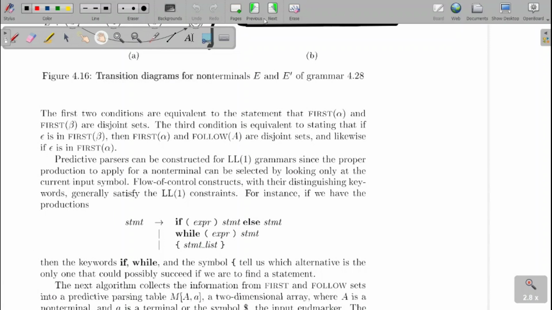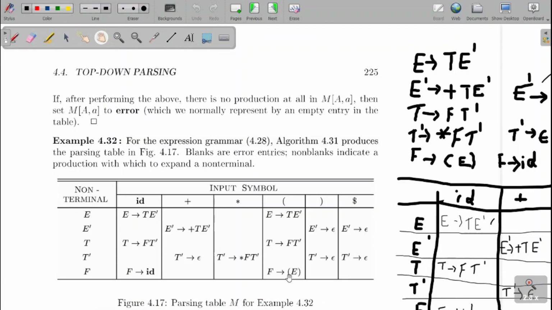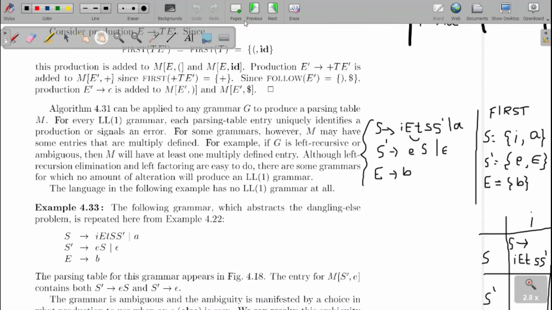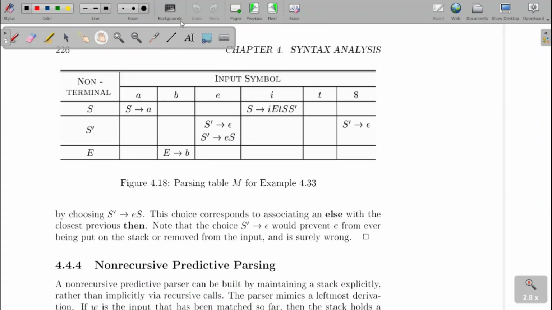So this is how we construct the predictive parsing table. This is for the first one, and for this grammar it is given on the next page. This is the predictive parsing table. Here is the collision that we have shown. Once the collision happens, we say that the grammar is not in LL(1). With S', I am able to get epsilon, and E was there in the FOLLOW set of S'. So it leads to the case that the grammar is not in LL(1).